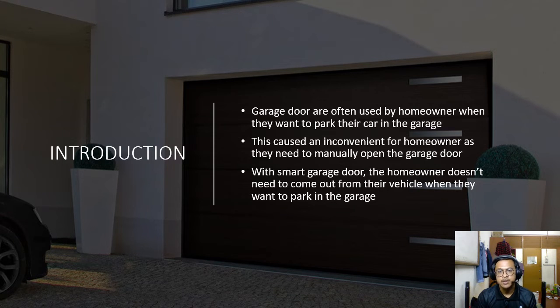So to start off, garage doors are often used by homeowners when they want to park their car in the garage. This causes an inconvenience for a homeowner as they need to manually open the garage door. With Smart Garage Door, the homeowner doesn't need to come out from their vehicle when they want to park in the garage. So our goal is that we want to create a system where when the car approaching near the garage, the door will be opened by itself with the motion sensor that we plan to include near the garage system.